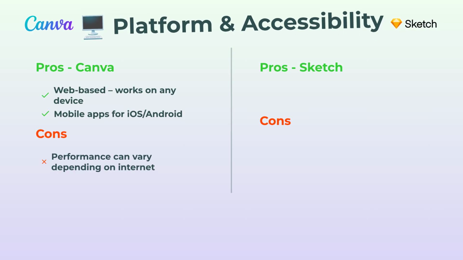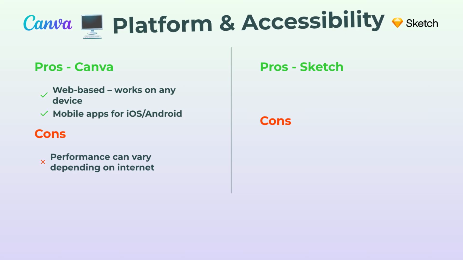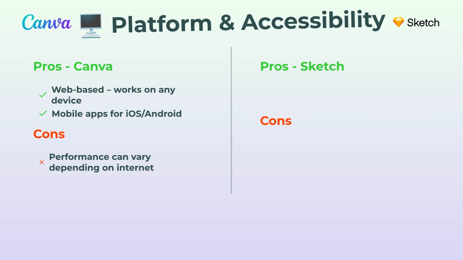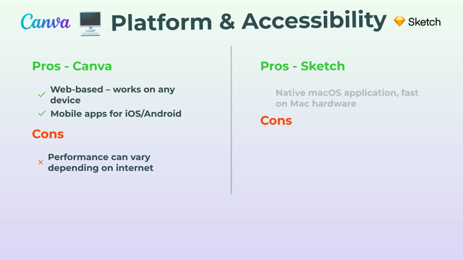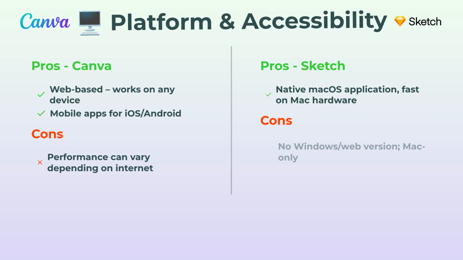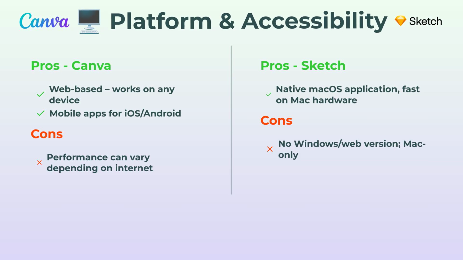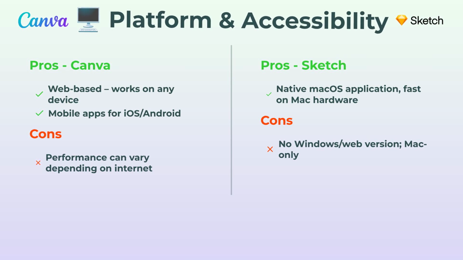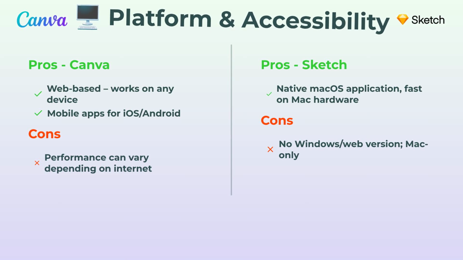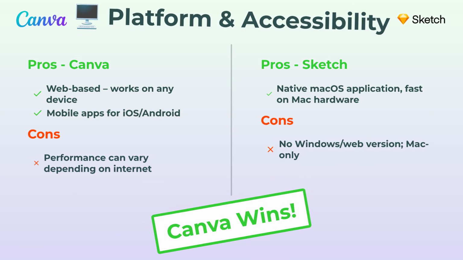Next, platform and accessibility. Canva has this magical web thing going. Works anywhere, any device. Laptop, phone, Android, iOS, whatever. You can make a design on your lunch break, then tweak it on your phone. The only catch? Sometimes the internet can slow you down. Now, Sketch, it's snappy as heck if you own a Mac. It's basically Apple only. So, sorry Windows peeps, you're out of luck. Canva's accessibility blows Sketch out of the water here, if I'm being real.